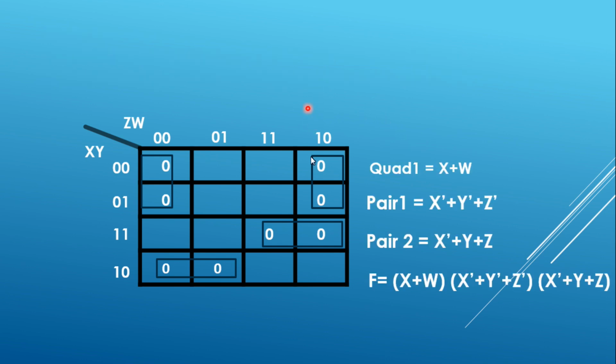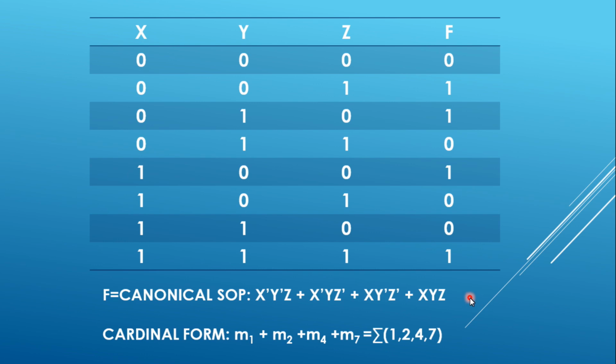Finally, here you are seeing that this is a 4 variable map where there are 2 pairs and a quad. From quad 1 we have x plus w, and pair 1 and pair 2, this is the output, and the minimized POS expression is this. Now I want to explain to you why in a POS expression you are considering x as 0 and x bar as 1.